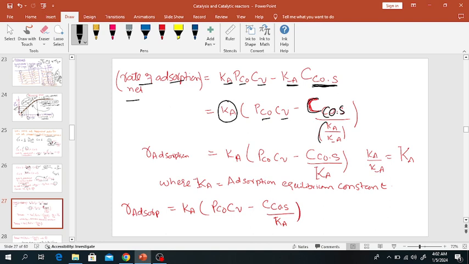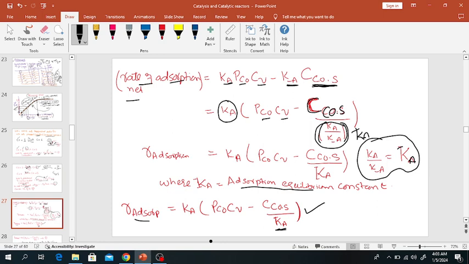Now this rate of attachment divided by rate of detachment is nothing but the adsorption equilibrium constant. It is denoted by capital K_A. So K_A is the adsorption equilibrium constant. So in place of k_A divided by k_-A, we will write the capital K_A, which is the adsorption equilibrium constant. So the net rate of adsorption of carbon monoxide on the active site is this one.